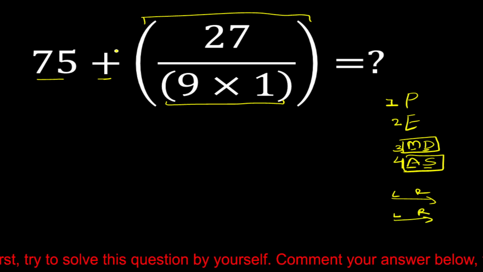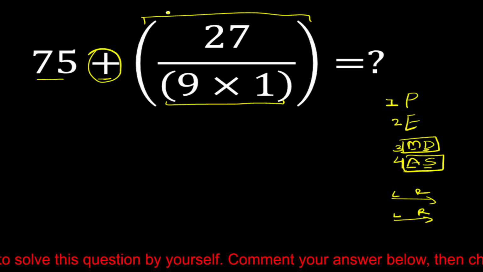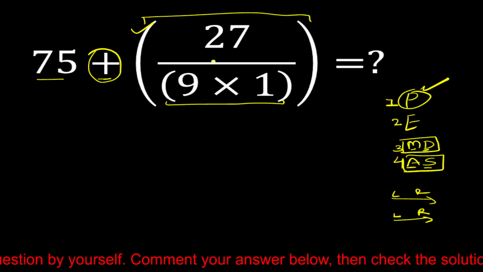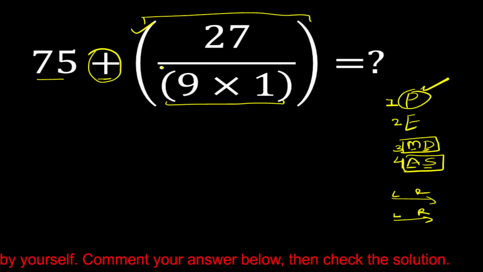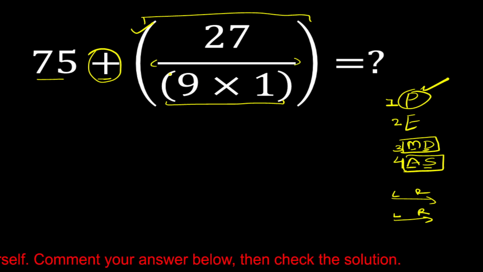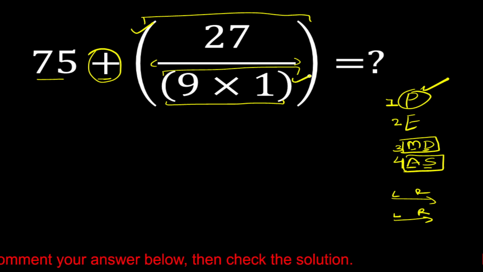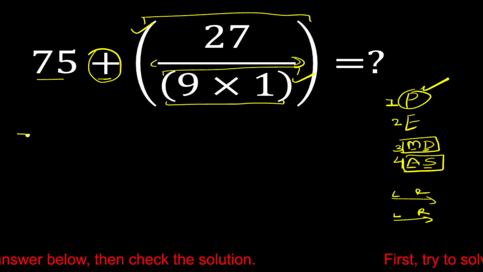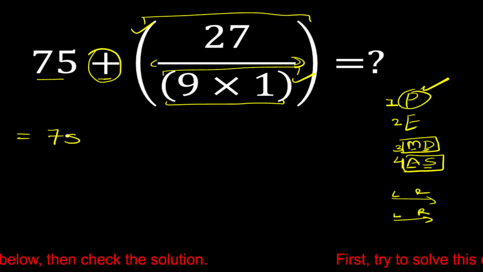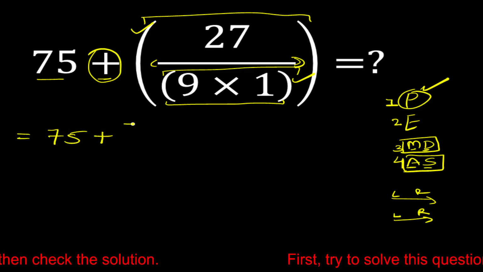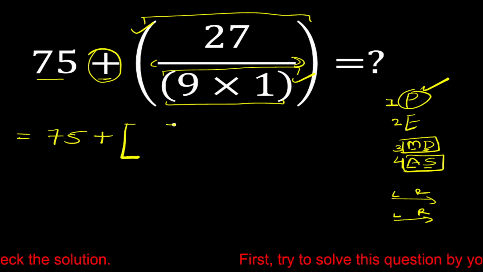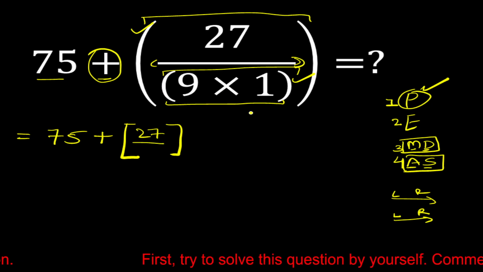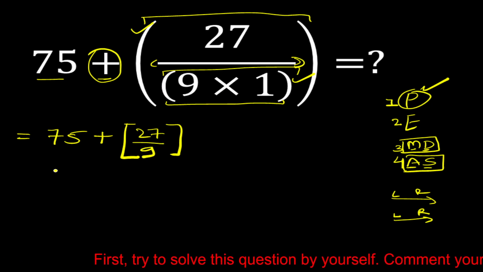Okay. So in this question, we have one addition and one parenthesis. So first priority is parenthesis. Now in this parenthesis, we have one division and another parenthesis. So first we have to solve this parenthesis, then we have to solve this division. So it is equal to 75 plus, in this parenthesis, 27 divided by. Now solve this parenthesis: 9 multiplied by 1 is equal to 9.